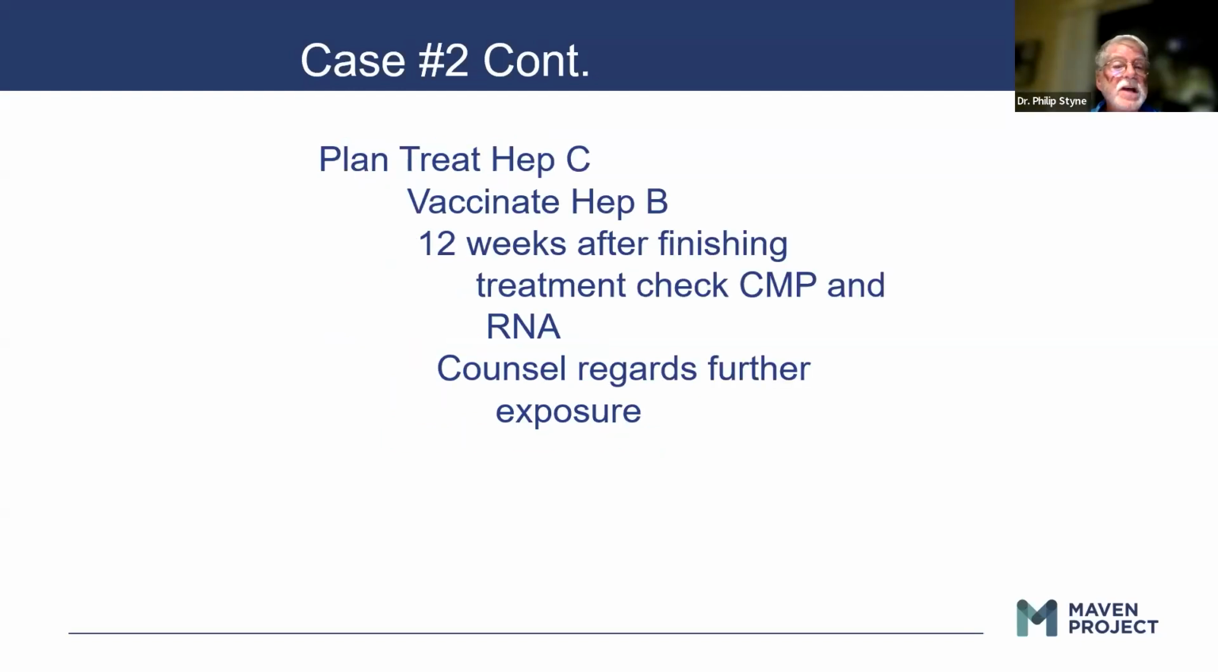We're going to treat their C. We're going to vaccinate them for B. And 12 weeks after finishing treatment, we're going to check a CMP and RNA. We're also going to counsel them. Having hepatitis C does not provide future immunity. So as I tell them, anytime you do something stupid, you can get this disease again. It's a very important point. Next slide.